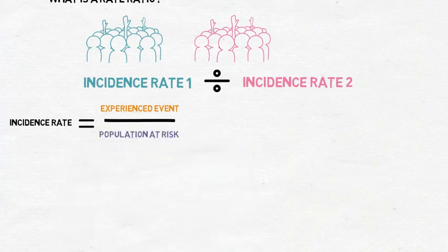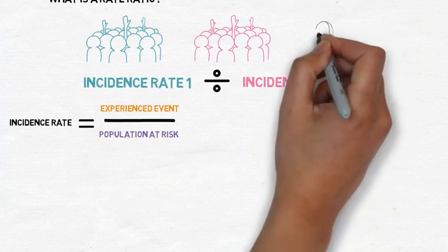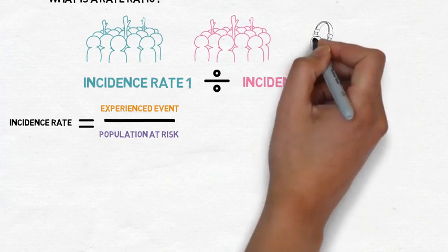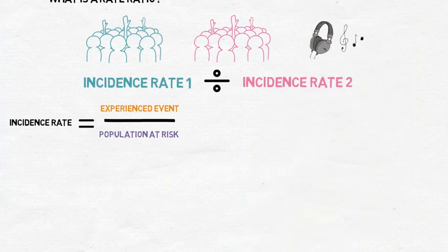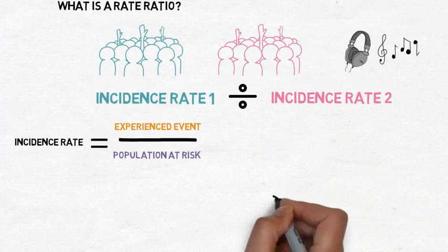The population at risk is anyone who could experience the event in a specific time period, and the event could be almost anything. For example, the event could be listening to music, so the incidence rate of one population would be the percentage of people in that population that listen to music.